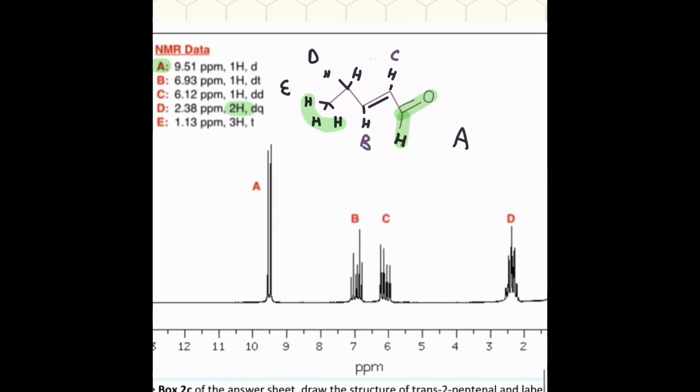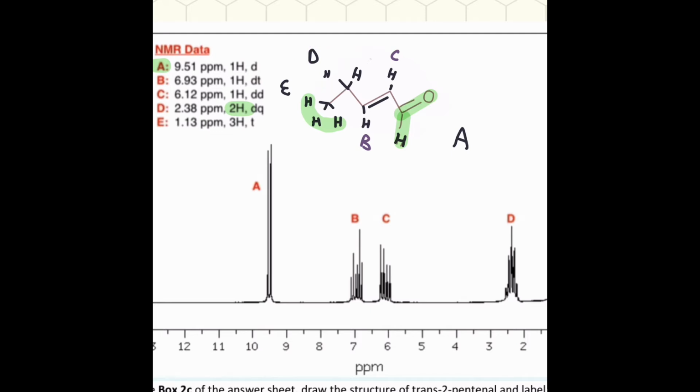Okay, moving on to part C of the question. This one is pretty self-explanatory as well. Once you draw out the molecule that was given, the first step should be just counting the hydrogens. For E, there's 3 hydrogens, and there is only 1 carbon with 3 hydrogens on it, so this one corresponds to E, as I circled here. The next one is 2 hydrogens. There's only 1 carbon with 2 hydrogens on it, so it has to be D.